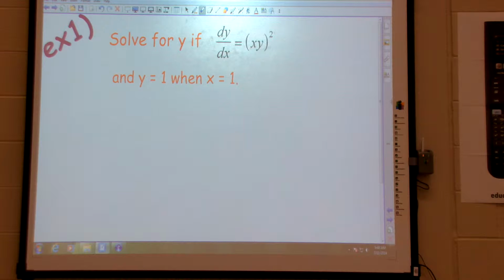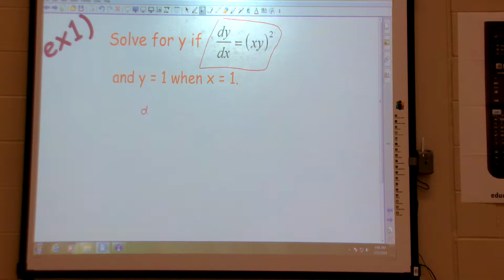With an initial condition, you not only have to find y, you have to find c as well, correct? Yeah, same as we've been doing. This is the initial condition to find c. So here's what I need to do. I need to use this differential equation. The goal is to go backwards and find out what y is.